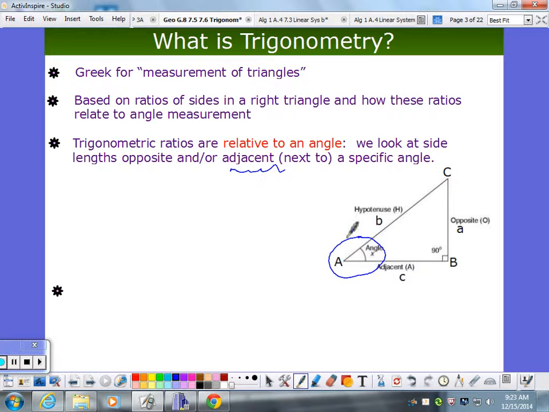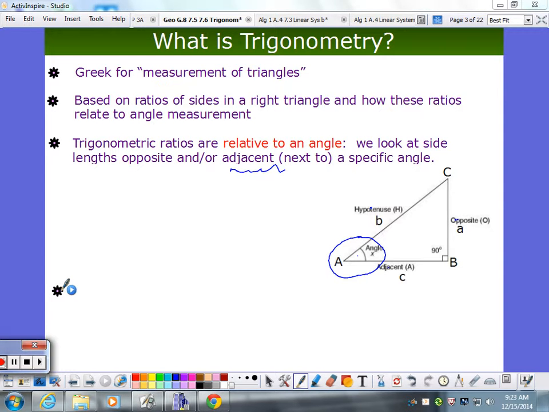So if I'm looking at angle A, first of all, I like to identify my hypotenuse. I know it's that way. Opposite, right? It's on the other side. Adjacent is next to it. It touches it. So here's my adjacent side. Here's my opposite side. Here's my hypotenuse.